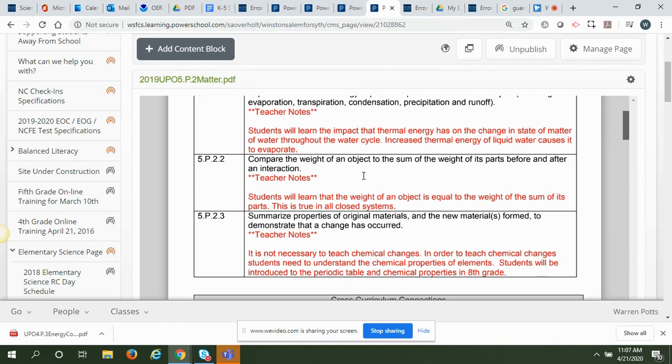So here are some of our teacher notes in our unit plan organizer. Students will learn that for 5P22, the weight of an object is equal to the weight of the sum of its parts. This is true in all closed systems. And for 5P23, it is not necessary to teach chemical changes. In order to teach chemical changes, students need to understand the chemical properties of elements. Students will be introduced to the periodic table and chemical properties in eighth grade. So it's not even being covered in sixth grade. It's going to be covered in eighth grade when we talk about chemical changes, so it doesn't need to be brought up now.